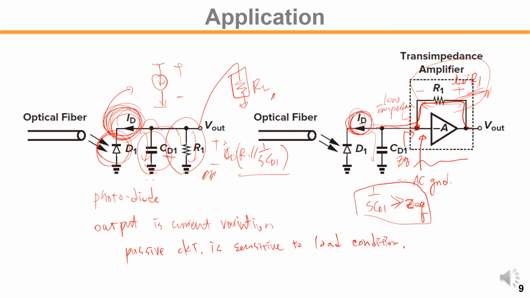As you looked at in the previous example, GEQ is what? R1 divided by 1 plus A. So the input impedance looking into the amplifier is lowered by this negative feedback, right? This is called the transimpedance amplifier. It is lowering the input impedance.